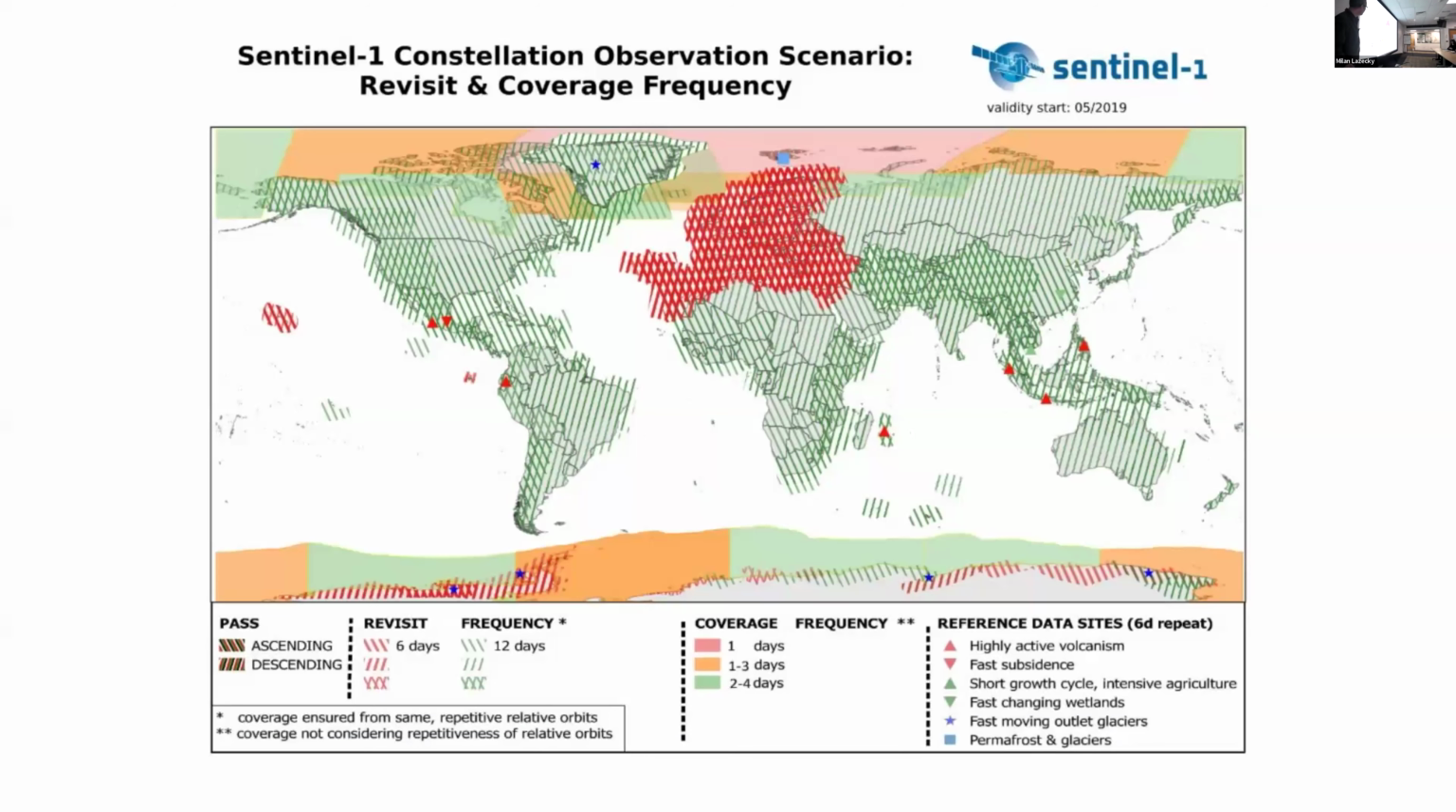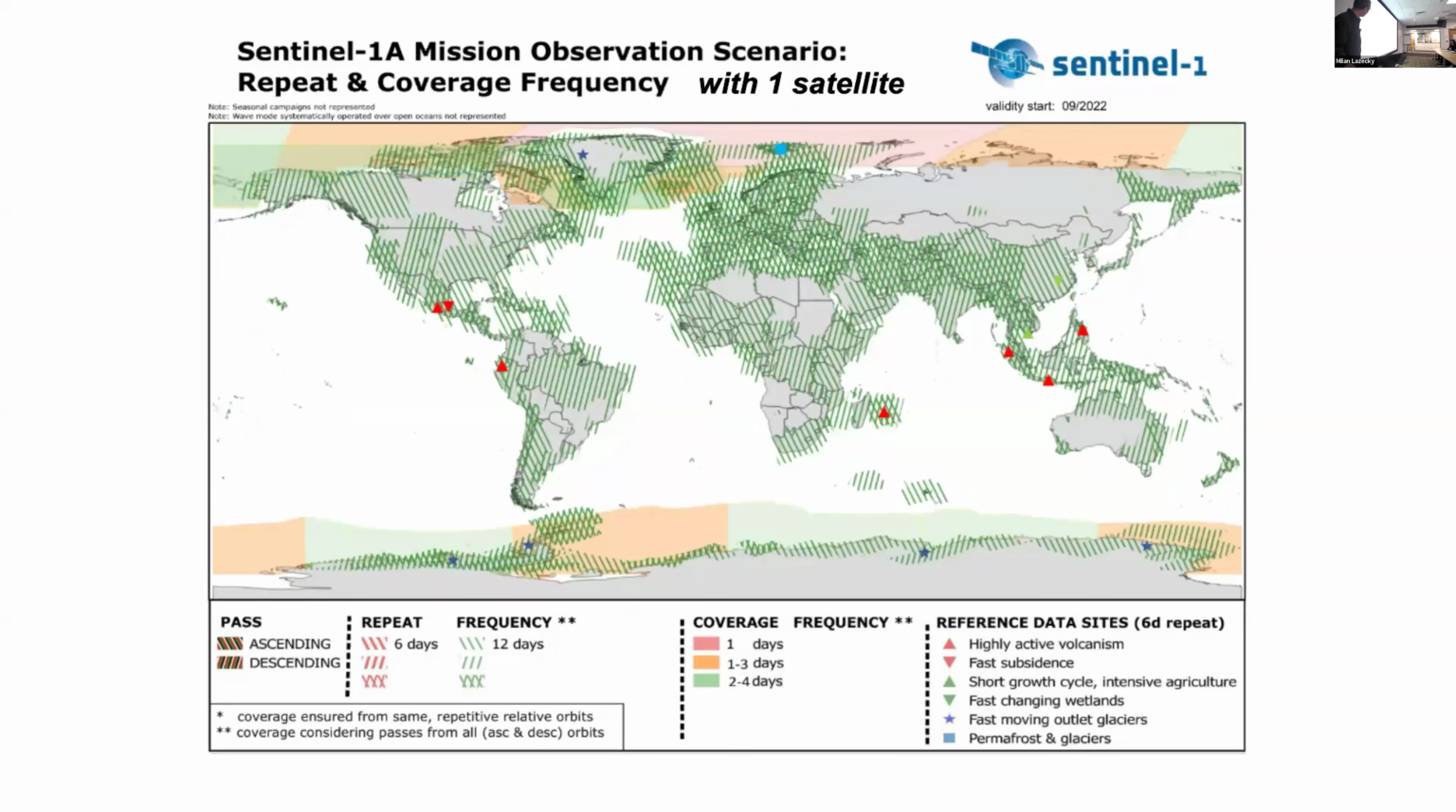That's what you can get from a single satellite. This is the coverage from 2 satellites. You basically get global coverage. With 1 satellite, which we've got at the moment, the coverage is a bit more patchy, and so there are gaps.